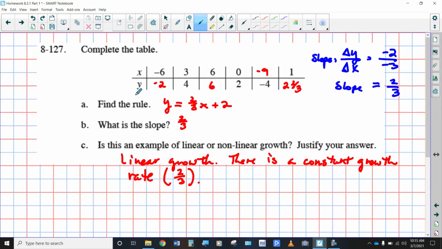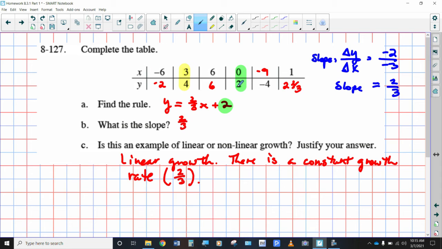All right, find the rule for this situation. Well, it's nice that they gave us this because that's our y-intercept. What we need to do is take two of the known ordered pairs and figure out what the slope ratio is between them. So remember, we're taking the change in y over the change in x. So it doesn't really matter which direction you go in.